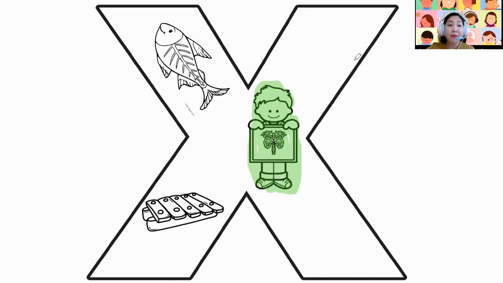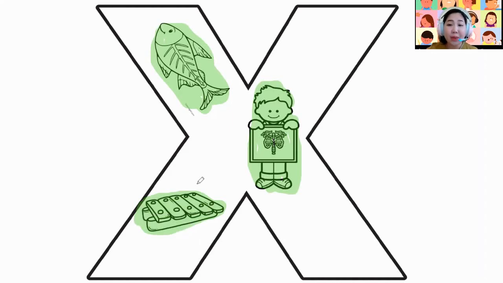Next one, we also have the fish. This is the X-ray fish. This fish is called an X-ray fish because you can see the bones of the fish. That's why it's called a what again? Yes, it's an X-ray fish. And we also have one more picture here. This is a musical instrument. When you tap on the keys, they will make different sounds. So what do you call this musical instrument? It's called a xylophone. Xylophone also begins with the letter X.